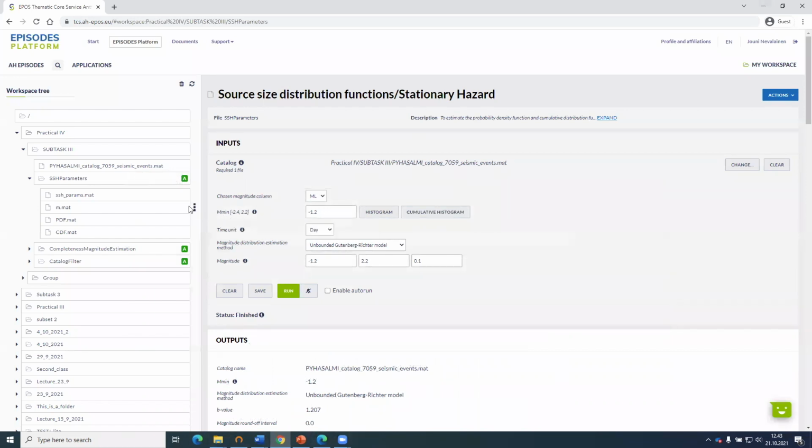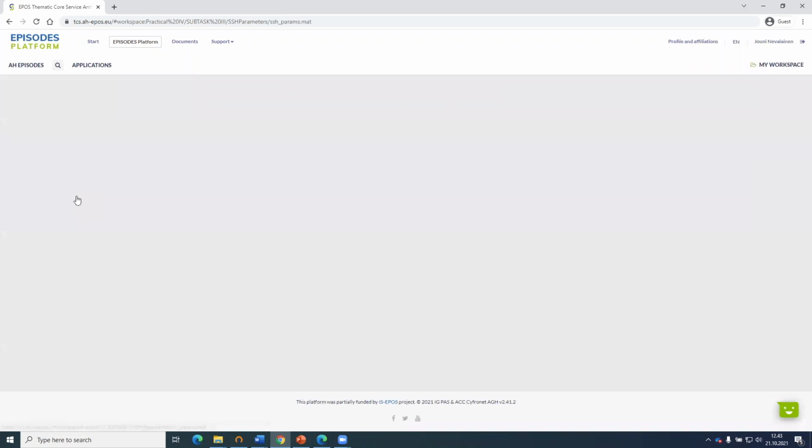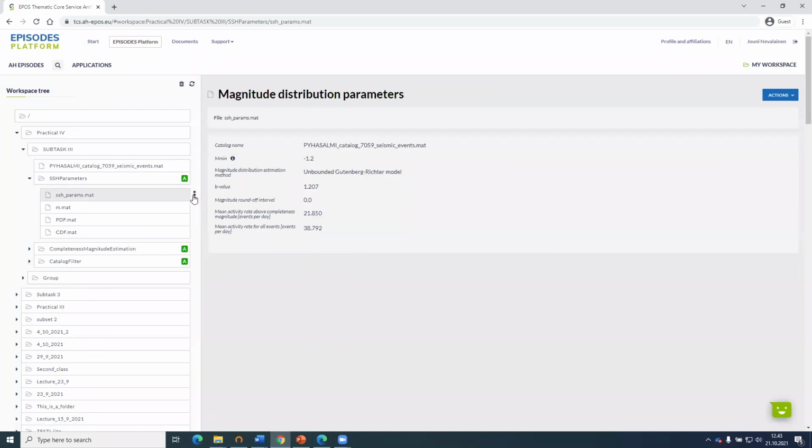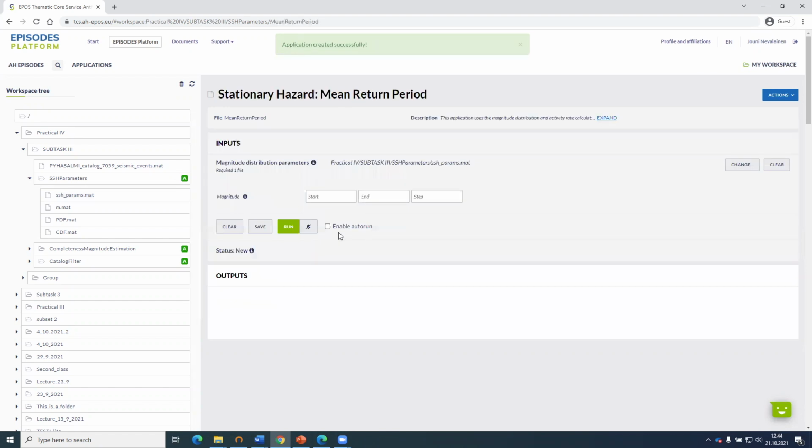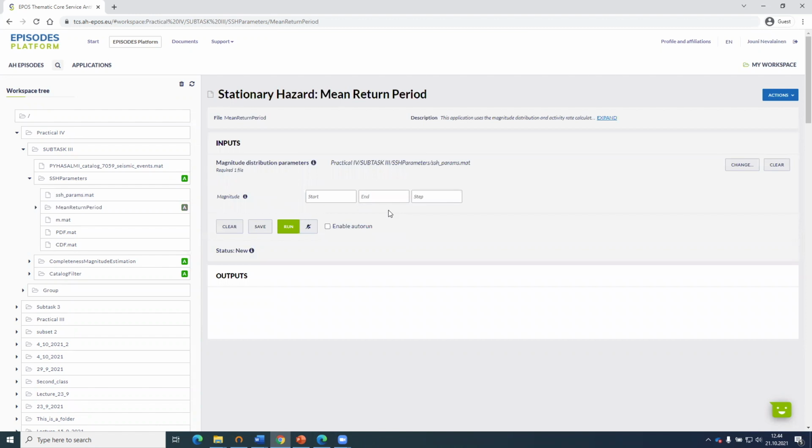All right, so sshparams.mat is the file that contains that information, and we can use it in the application. There are only these three applications where you can use this file as an input file. So let's use the mean return period. The mean return period means that we are calculating the time, I think it's in days, it takes for a certain size of magnitude event to occur. Let's start from 1.2 and end at 2.2, and the step would be the same, a tenth of a magnitude. And let's run. This is practically based on the p-value.